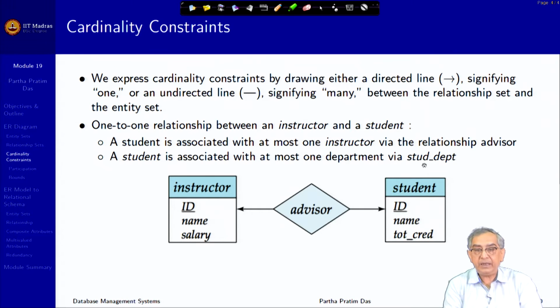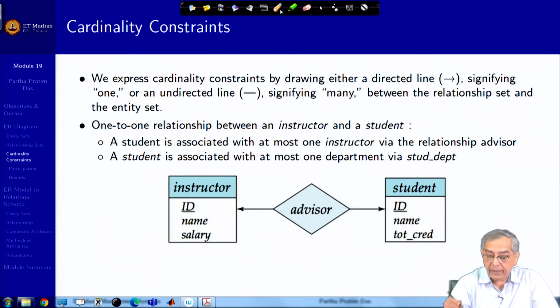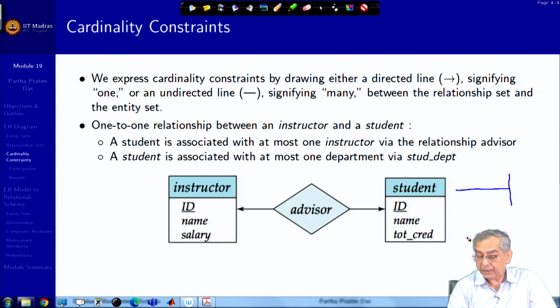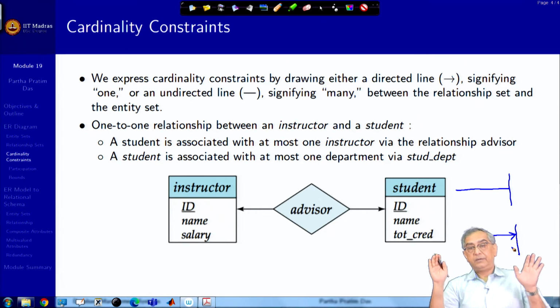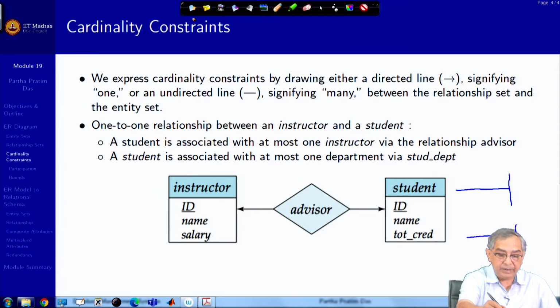There could be cardinality constraints, as we have seen. So, cardinality constraints are shown simply by how the arrow ends. If it ends like this, it is many. If it ends like this, it is 1. If it has an arrow at the end, then it is 1. If it does not have an arrow at the end, then it is many. That is the basic meaning of the cardinality.